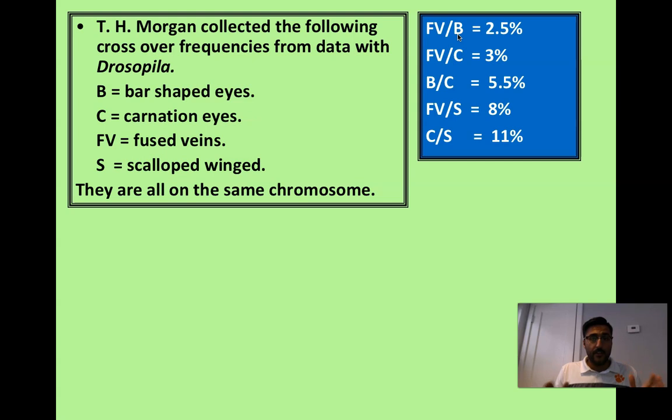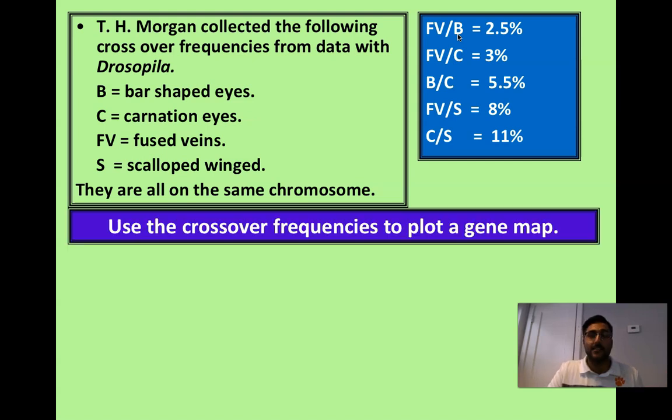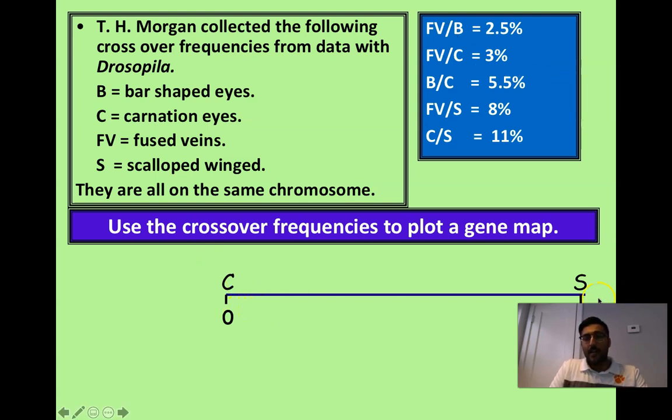My rule when I'm figuring out where all these genes are located on a single chromosome is that I have to start with the furthest apart. So let's start with C and S, because they're the furthest apart. They're 11 map units away. So I know from C all the way down to S, that's 11 map units. Now all I have to do is start reading those statements and plugging things in. For example, I know that FV should be 8 map units away from S.